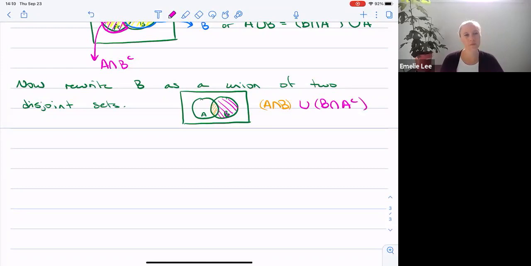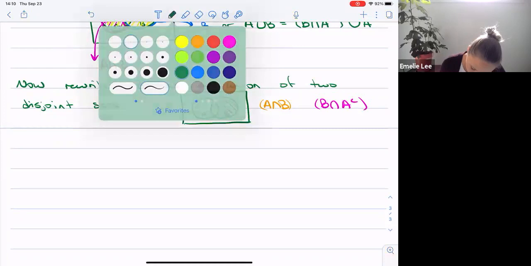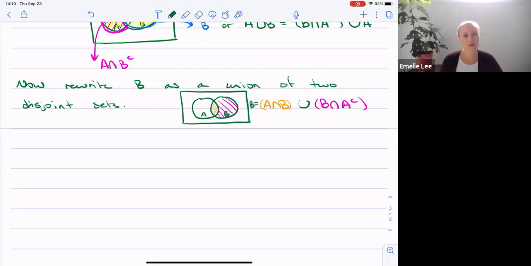And maybe I should do that one in green. I can't think of a different way of writing out B. It could involve, I guess, the sample space, but this feels like the most obvious way to rewrite B as a union of two disjoint sets.